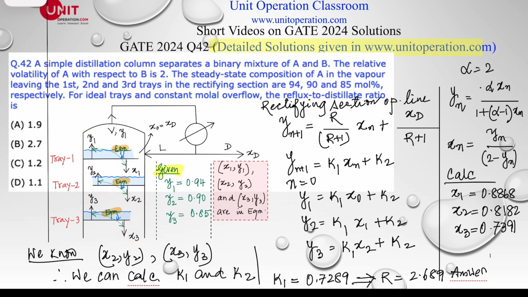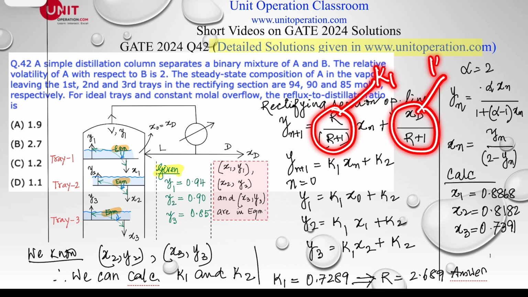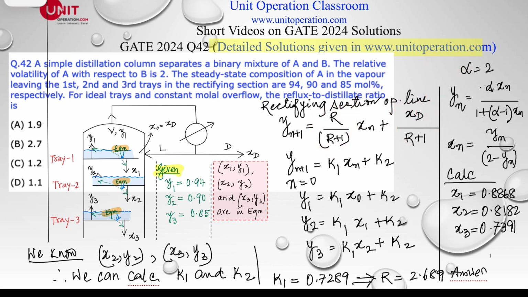Now for the rectifying operating line equation, we all know this is the equation here. For a constant reflux rate and distillate composition, we can call this K1, a constant, and we can call this one K2, this constant. So we can write this as this equation right here. So putting n equal to 0, n equal to 1, and n equal to 2, we get relationships right here.